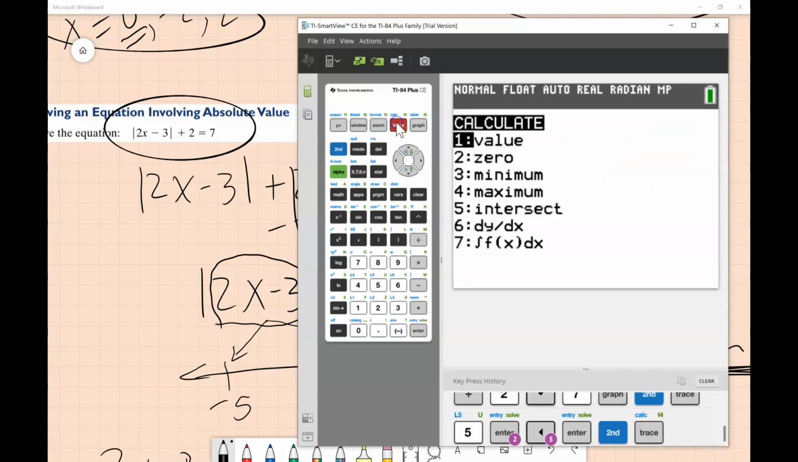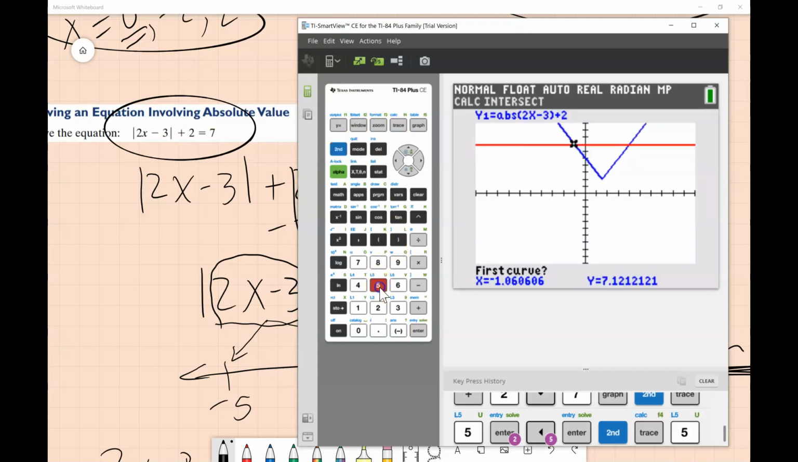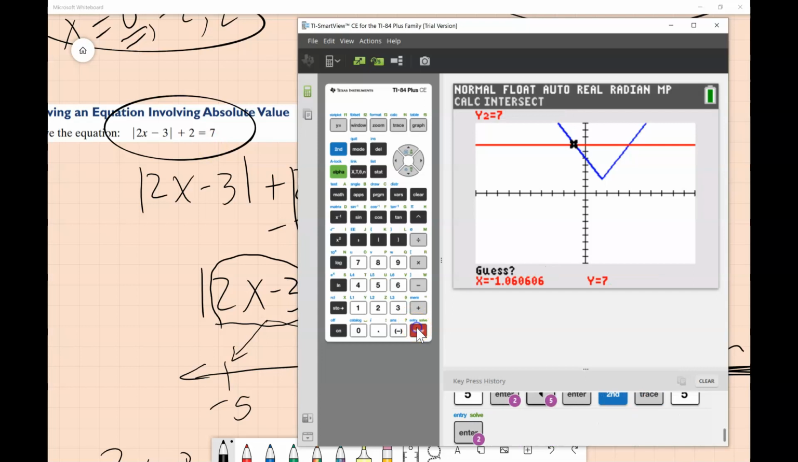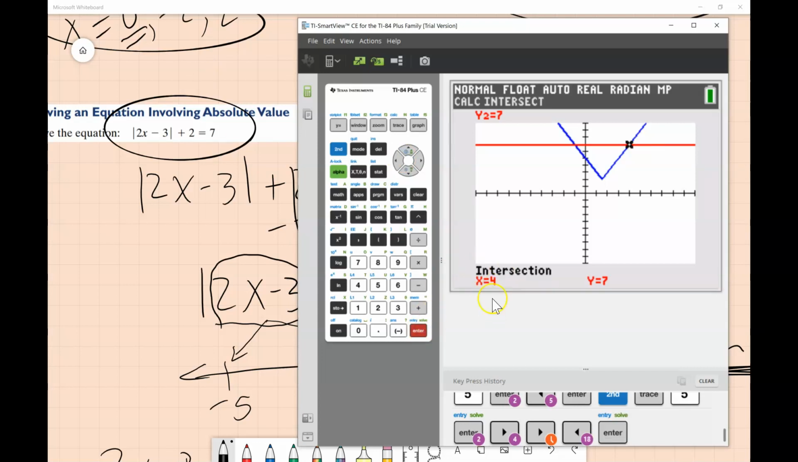Let me do it again to find the one on the right. Intersect. First curve, enter. Second curve, enter. When it says guess this time, I'm going to click to the right until it gets closer to this one over here. And then I'm going to click enter. And it gives me 4 as the other answer, which is what we got over here. That's how you can do it in your calculator.